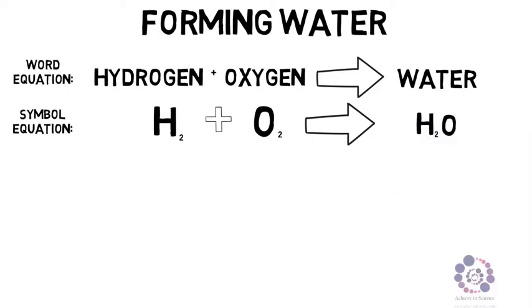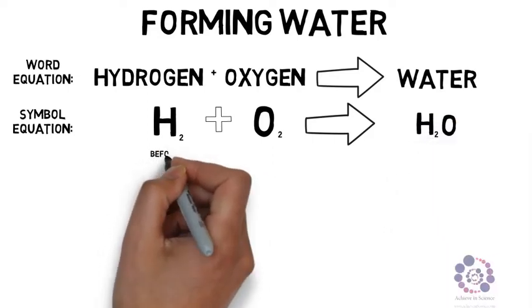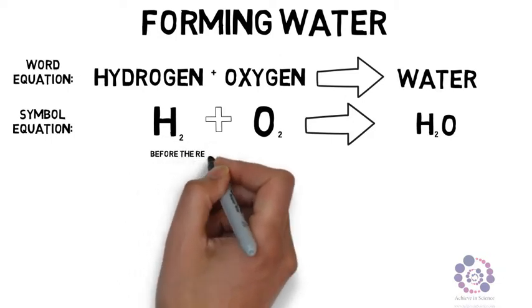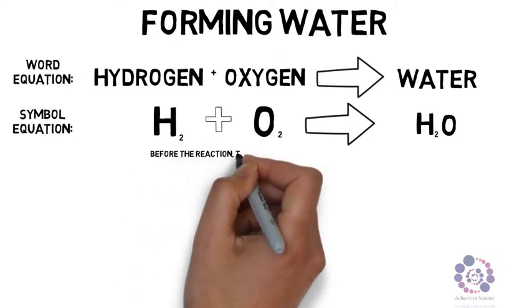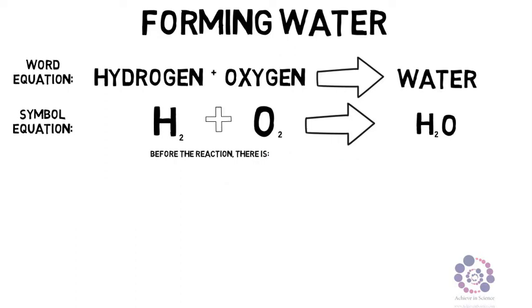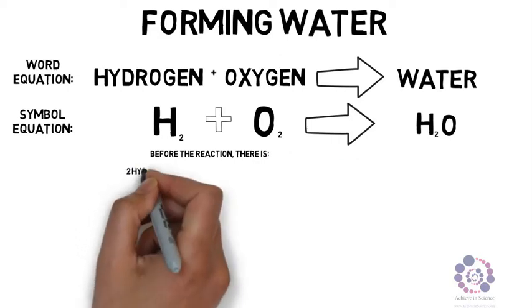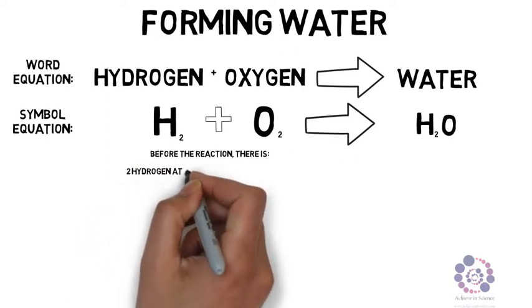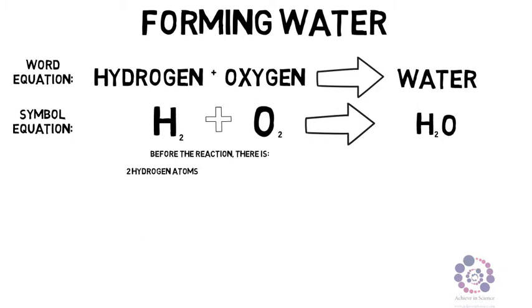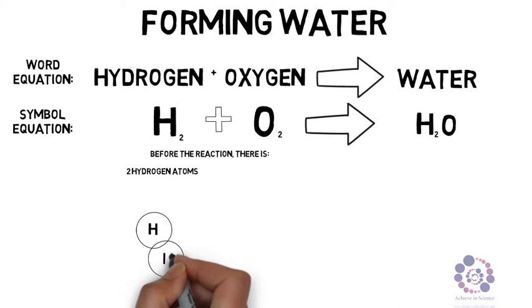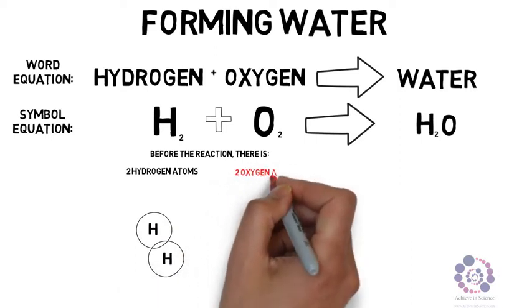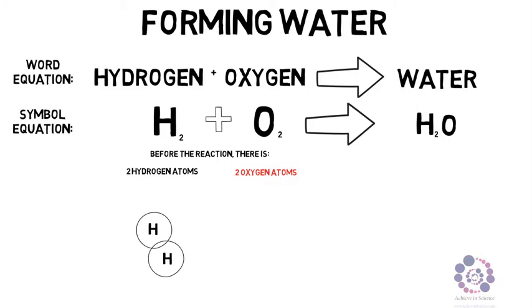Again, let's work out what atoms we have before and afterwards. Before the reaction there are two hydrogen atoms, and we draw this as a molecule where two hydrogen atoms are joined together, making H2. We also have two oxygen atoms. Again, this is formed by two oxygen atoms joined together.